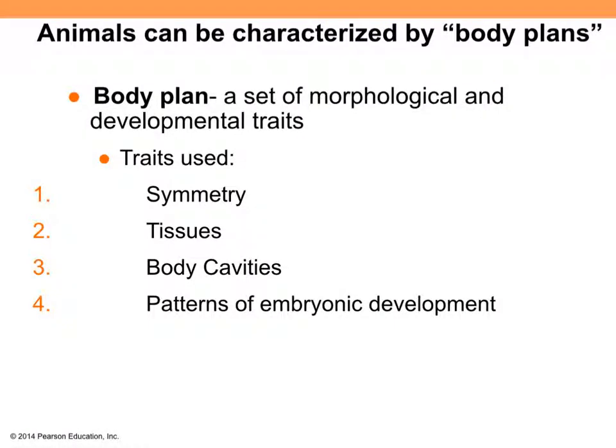So animals are divided based on body plans. We're going to look at some distinctive traits, things like symmetry, the presence or absence of tissues, and what kind of tissues they have, whether or not the organism has body cavities, or their patterns of embryonic development.